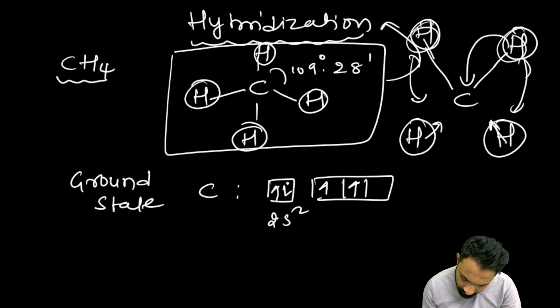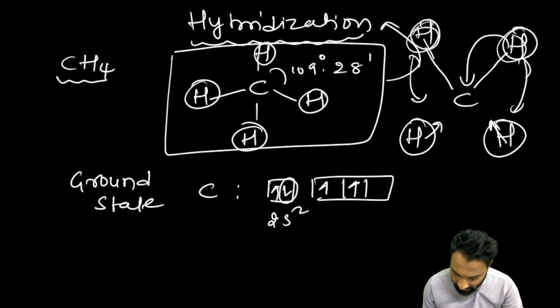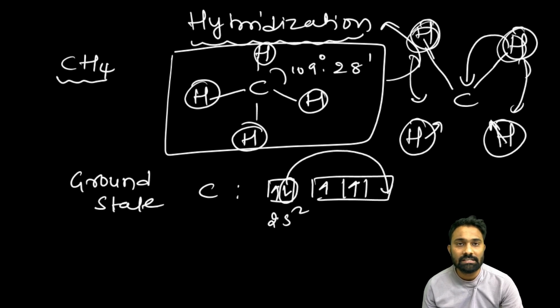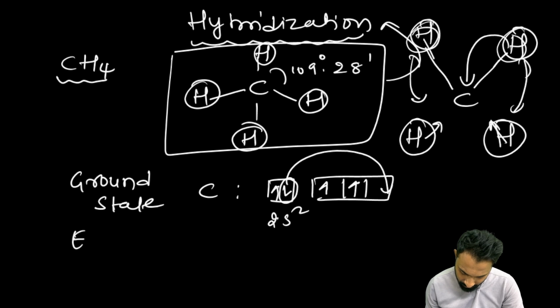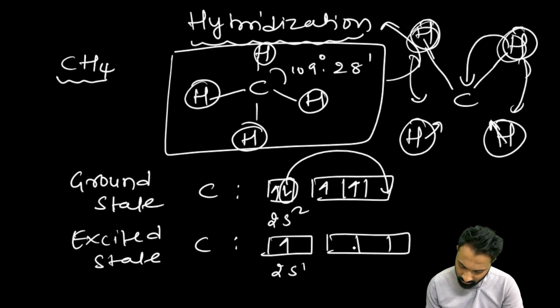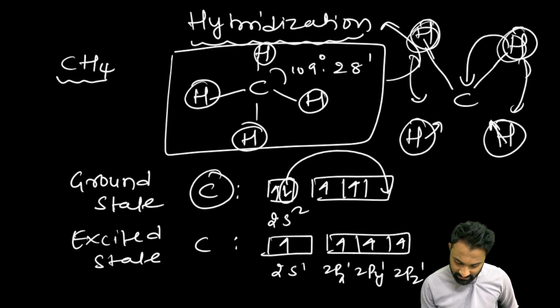What will it do? It will excite one electron. By utilizing that energy, the electron will be excited to the next level. The same thing, it will excite this electron to this empty orbital. So this is an excited state. The electronic configuration of the carbon will now be 2s1, 2p3, that is 2px1, 2py1, 2pz1.